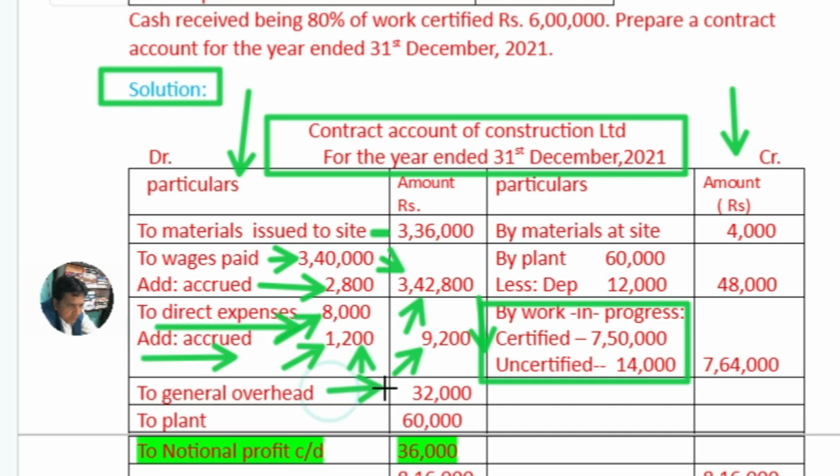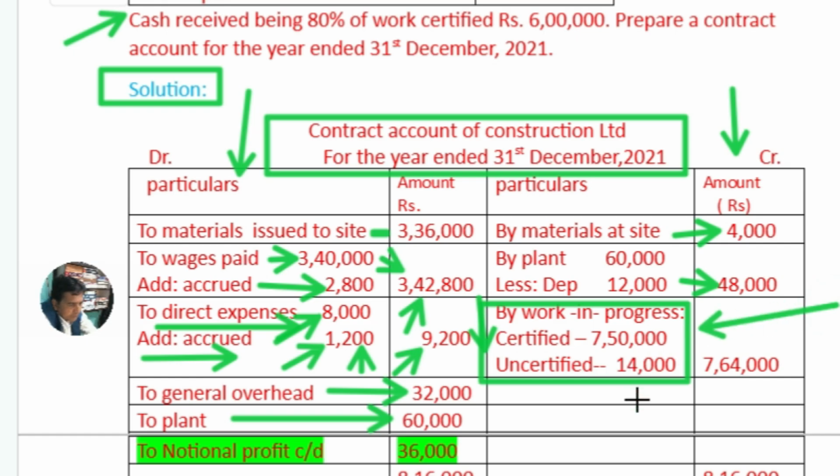Now general overhead 32,000 is given, and plant purchased for the construction purposes is 60,000. Materials at site 4,000 is also given in the question, and the plant rate of depreciation is 20%. Rate of depreciation is 20%, so 60,000 minus 12,000, the balance is 48,000.